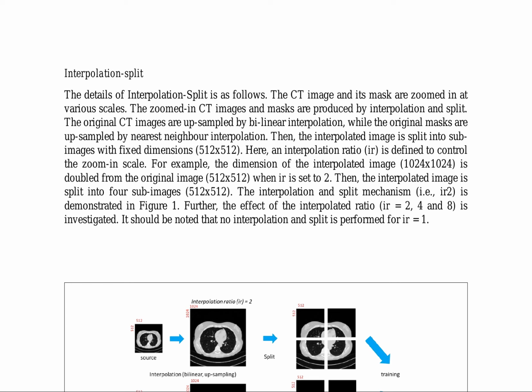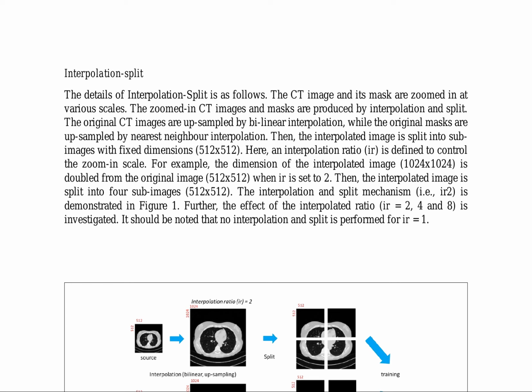Computed tomography (CT) images and their corresponding masks can be enhanced through interpolation-split, a mechanism that involves zooming in on images at various scales using interpolation and splitting. This process entails upsampling original CT images via bilinear interpolation and original masks via nearest neighbor interpolation. The interpolated image is then divided into 512 by 512 pixel subimages. The interpolation ratio, IR, controls the zoom-in scale, with higher values corresponding to greater zoom levels.